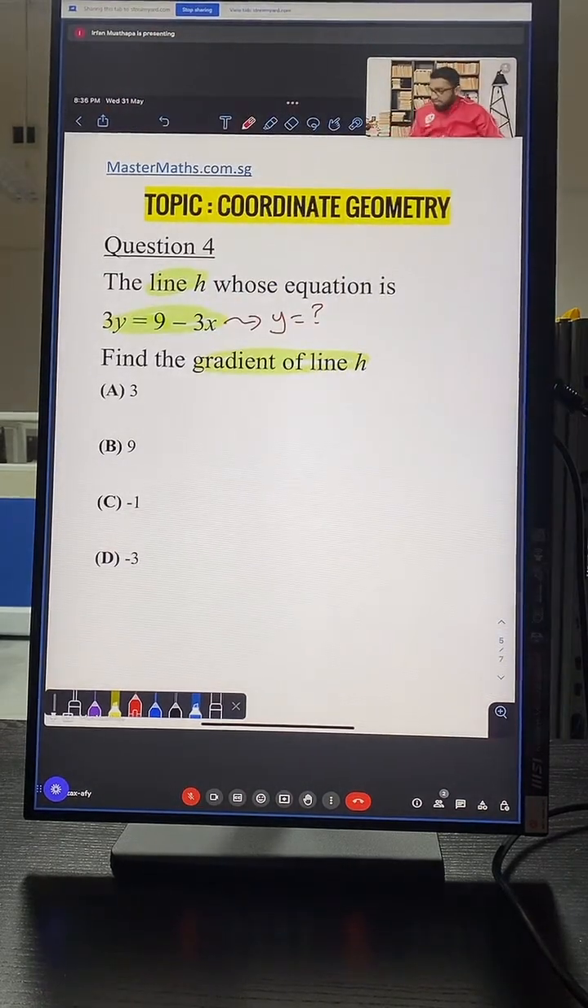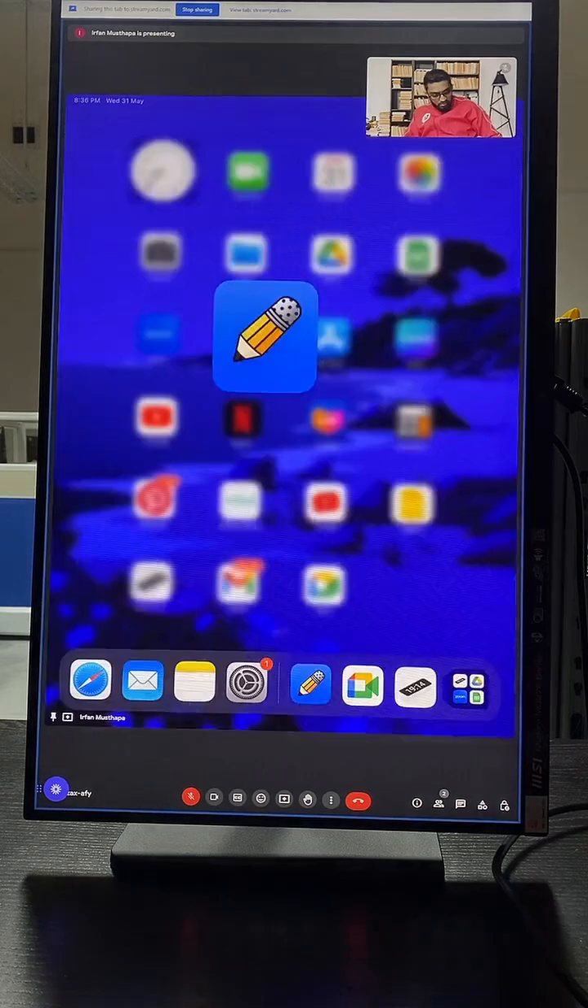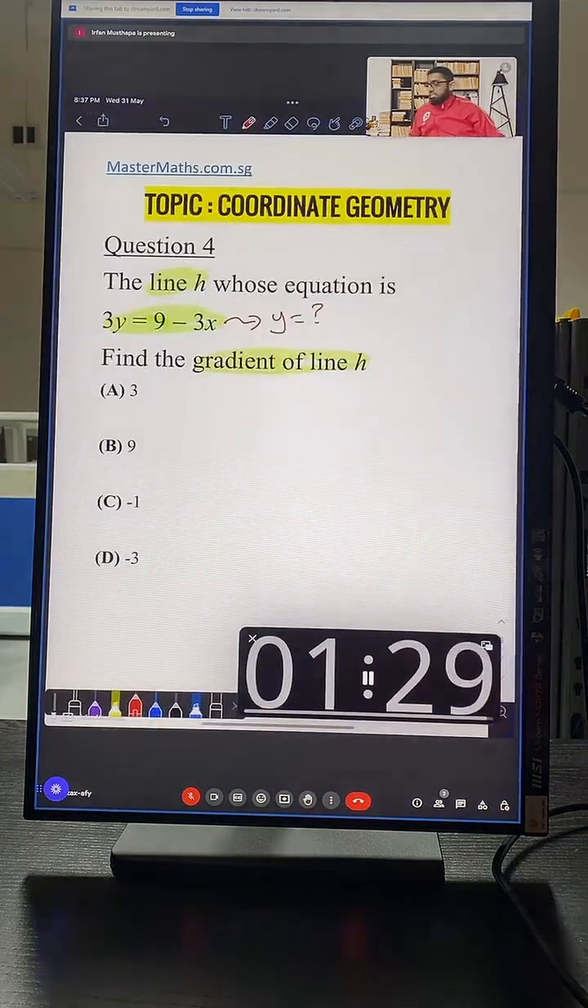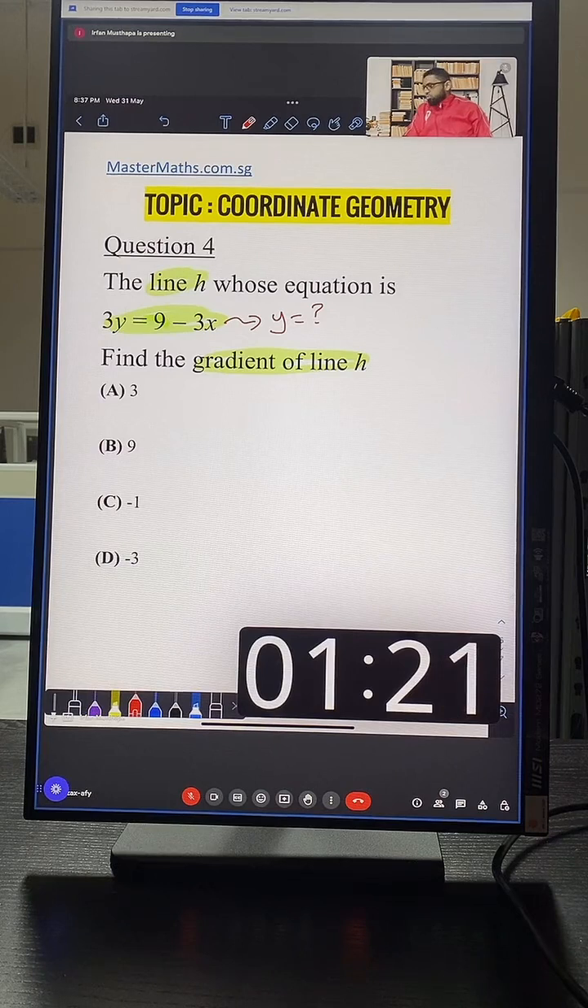Now I'm going to reveal the answer. Let us do a timed reveal now. We're going to reveal the answer in 1 minute 30 seconds. Is it A, is it B, is it C, is it D? Which one is it? Some students learn this in Sec 1 also. You are right, you are correct about this.